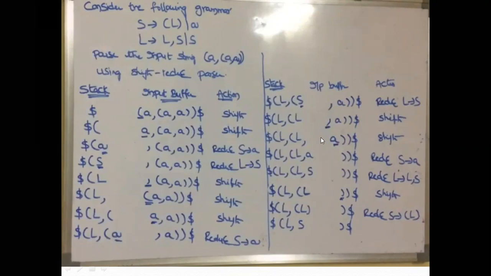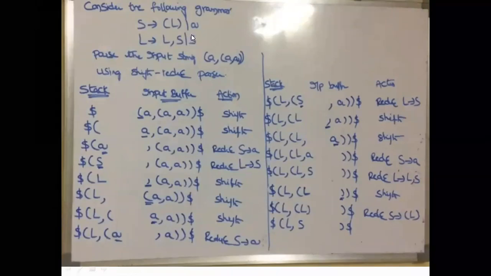Then we are performing the reduce action. That is S produces small a. So small a is replaced with capital S. Then is there any production in the right hand side which has the symbol S? It has the substring S. So S is the symbol. Is there any production in the right hand side? Yes, we have the production with right hand side capital S.